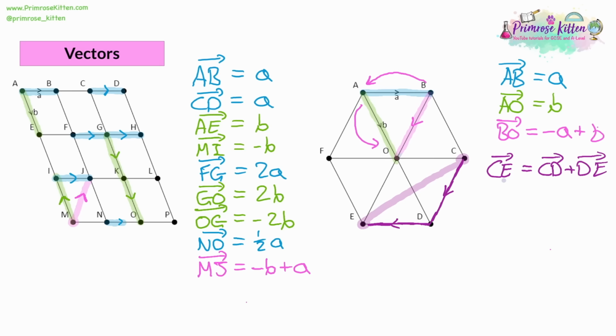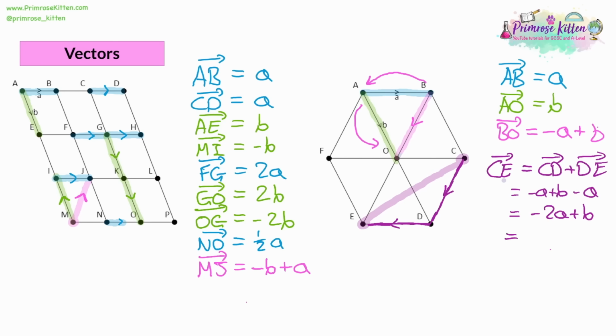So we know that C to D, being the same as B to O, will be negative A plus B. And we know that D to E is the opposite direction of A. So altogether, that's going to give us negative 2A plus B. So you can start to do maths with vectors as well.